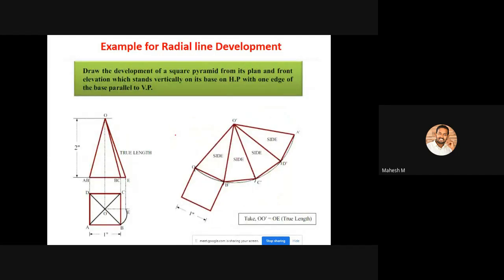So an example diagram: it is a square pyramid. The bottom surface will look like a square, and from the front view we are able to understand that this one is a pyramid. Please don't consider this end line, it is created for generating the true length of this pyramid. After creating this bottom square surface, you have to generate the true length. For example, if you are creating an inclined square like this, you don't have to generate the true length.